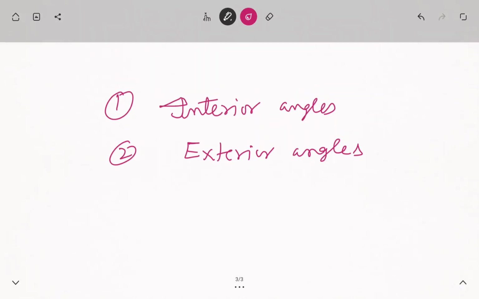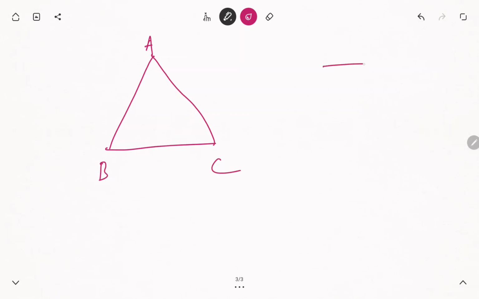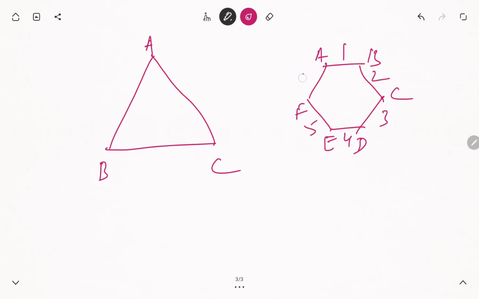For this I am taking one example of a triangle called ABC. Another one here contains how many sides? 6 sides. Here it contains 3 sides. So these are all called polygons. This 3-sided figure is called a triangle. The 6-sided figure is called a hexagon.